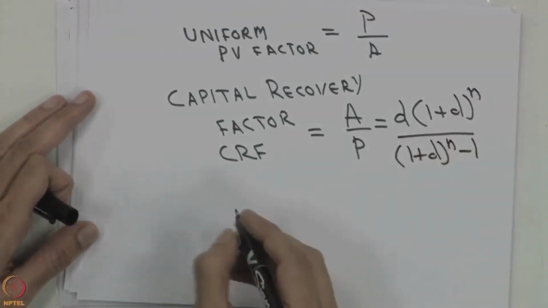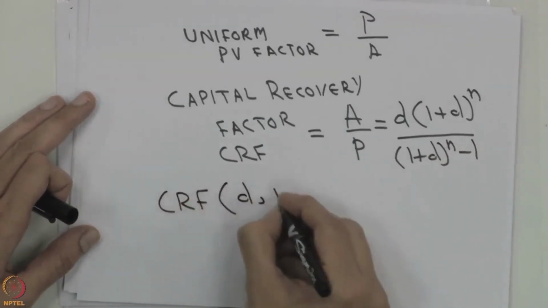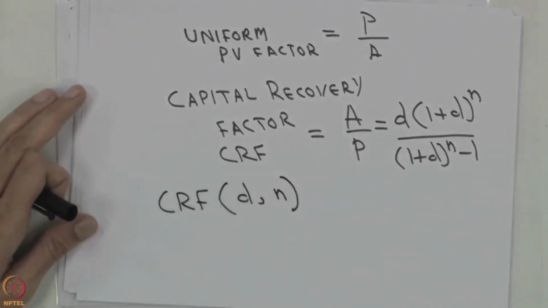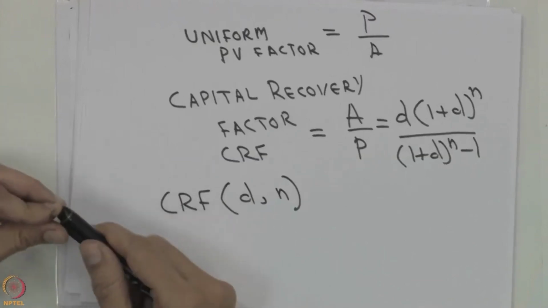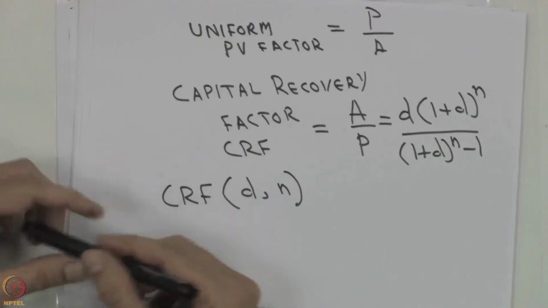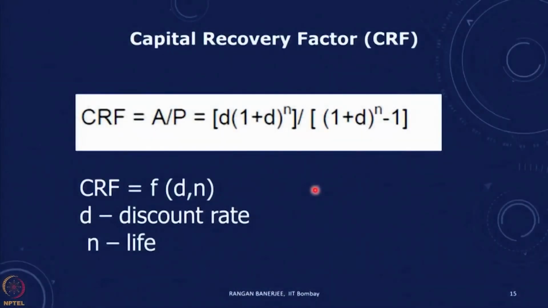So, this is a factor of two variables, discount rate and life. And this gives us the way to calculate the annualized investment corresponding to a particular investment. So, if you have an initial investment, we can convert that into what it means in terms of an annualized investment. Let us take an example of this.